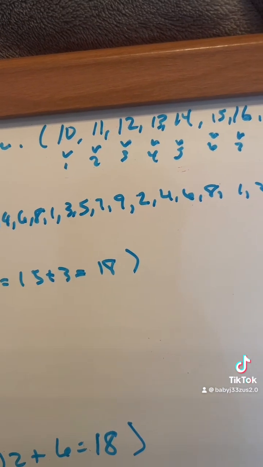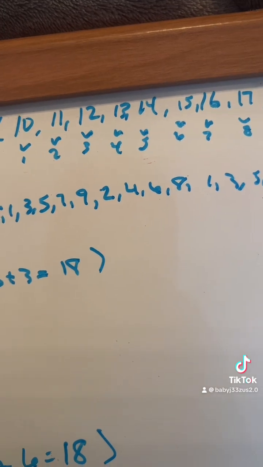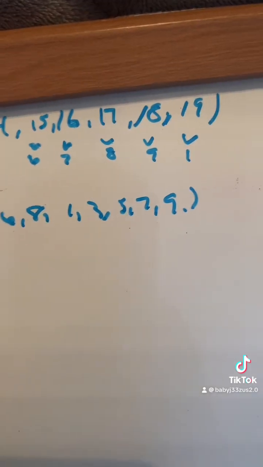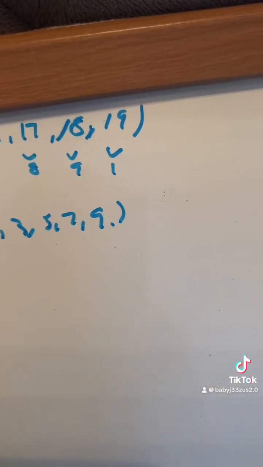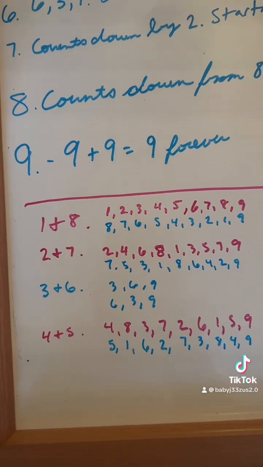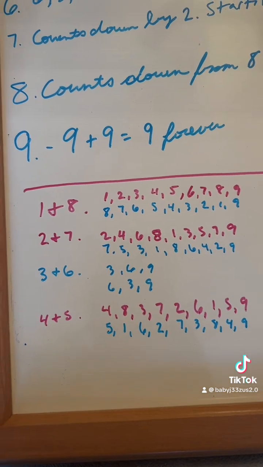10 equals 1, 11 equals 2, 12 equals 3, 13 equals 4, 14 equals 5. It's still counting up to 9, and it starts over at 1. Remember I told you each number has a pair? And this is what happens when you pair them.